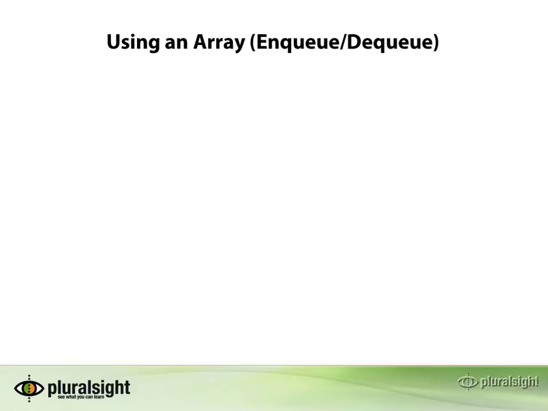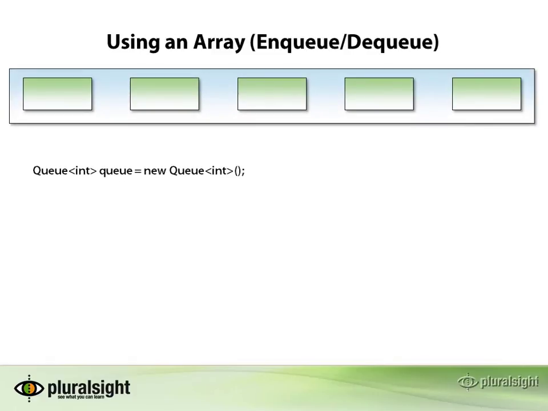Now I'd like to look at how to implement a queue using an array for item storage rather than a linked list. This is quite a bit more complex, but it's worth understanding. When we allocate the queue, the backing store is an empty array with 5 slots. As items are enqueued, they're added to the array from the front to the end.